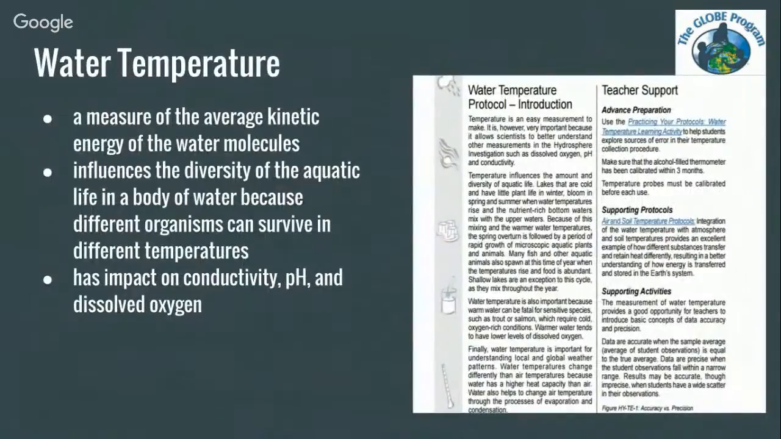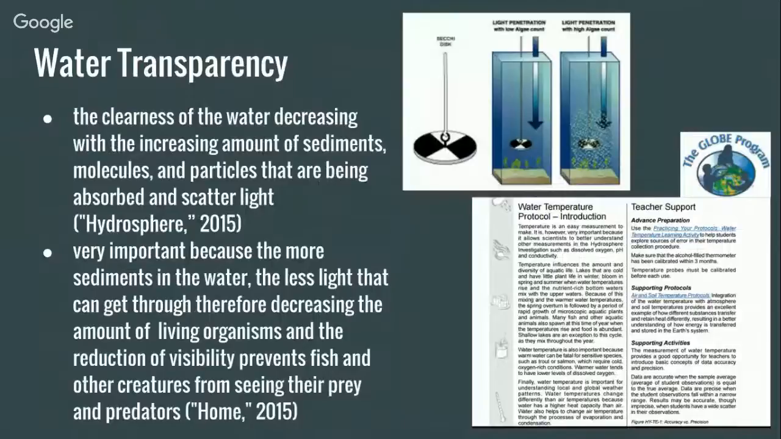Water temperature influences the diversity of the aquatic life in a body of water because different organisms can survive different temperatures. Water transparency measures the clarity of the water, which is important because the clearer the water, the more sunlight that can reach all the plant life, even at the bottom of the stream. Water transparency was measured using a homemade transparency tube following GLOBE protocols.